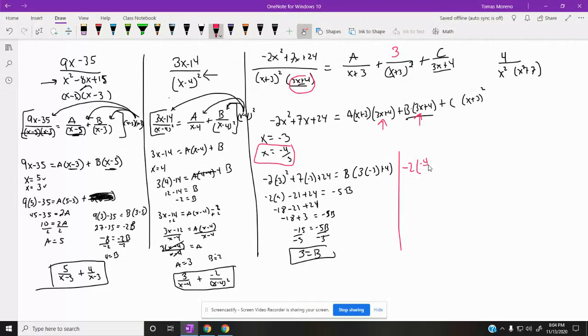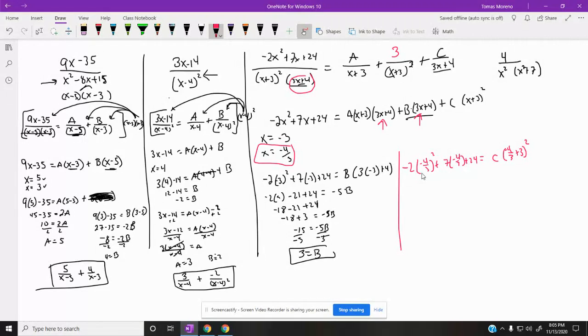So I'm just going to have -4 thirds squared plus 7 times -4 thirds plus 24 equals c times -4 thirds plus 3 squared. And here I'm going to solve for C. Now, what do we do after that? After we do this, we have to do some math. So I'm just going to put this in the calculator real quick, so that I can do one big step.